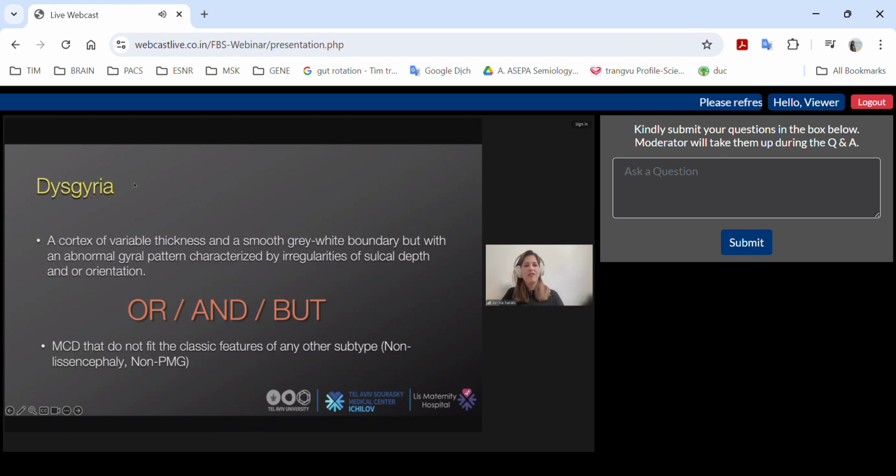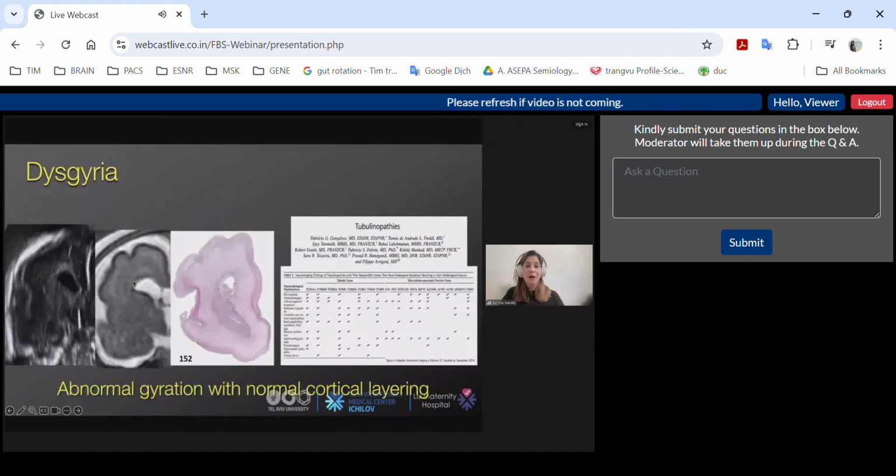So the cortex may have variable thickness. The boundary between gray and white matter postnatally is smooth, and there is an abnormal gyral pattern with irregular depth and orientation of the cells. Very generic. Okay, so I like the second better. If you cannot fit it in any other definition, it's probably polymicrogyria, until we learn more about these abnormalities.